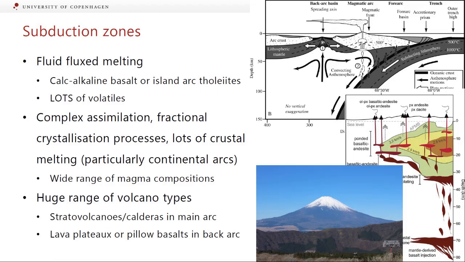And so we have the potential to produce a really wide range of magma compositions, going from these fairly mafic calc-alkaline or island arc tholeiite basalts, maybe through to andesites, dacites, rhyolites, the whole shebang. And so we can see all sorts of volcano types because of that. So in the main arc, we'll often see stratovolcanoes. Again, Mount Fuji, that's a kind of classic arc stratovolcano. You might form big calderas. You can get scoria cones. In the back arc, you can get lava plateau or even pillow basalt if the back arc rifts enough that it's under a fair bit of water depth. So basically a bit of everything.